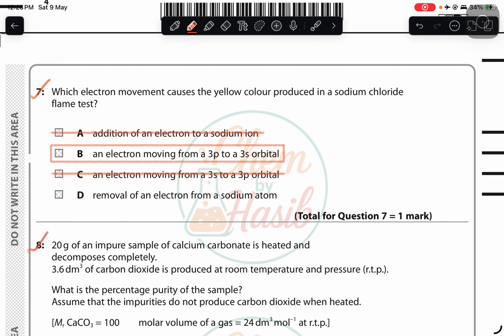Removal of an electron from a sodium atom. Removal of an electron from a sodium atom is ionization. We are not ionizing here. In a flame test, electrons are not removed from a sodium atom. So that is also wrong. So B is definitely the answer.